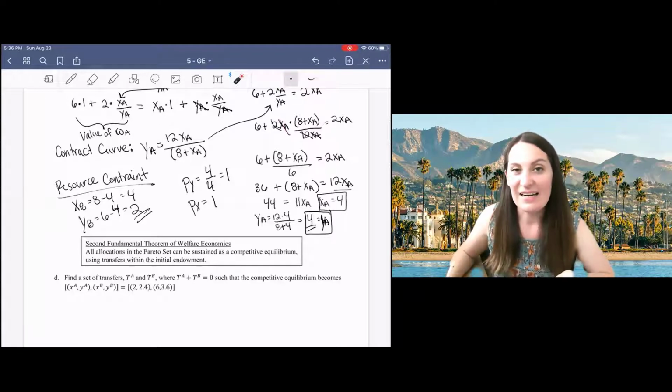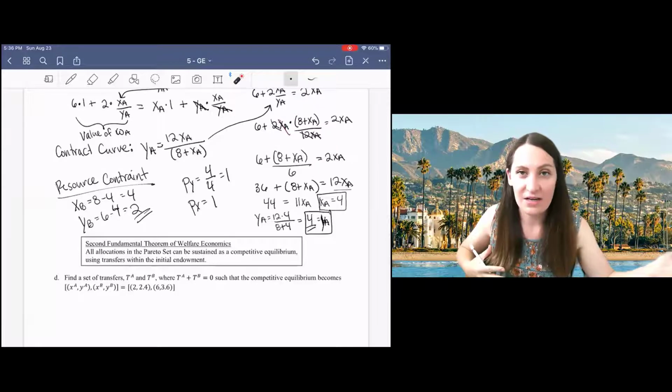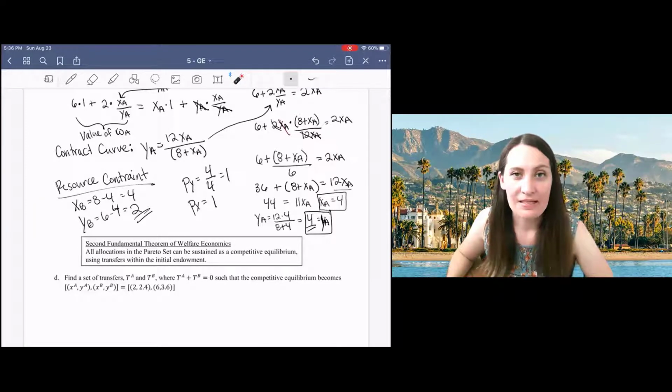That means that if I take some value away from Anne and give it to Ben, or vice versa, away from Ben and give it to Anne, then trading will end up at a different point, and I can control exactly what competitive equilibrium will be achieved through trade in this model.